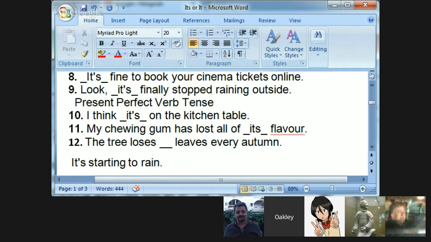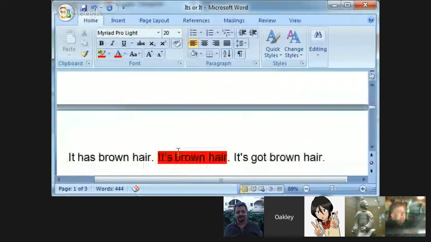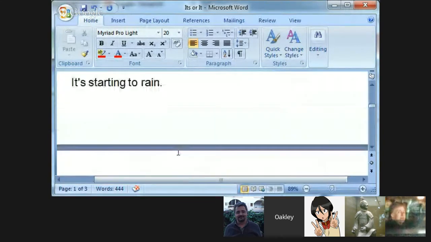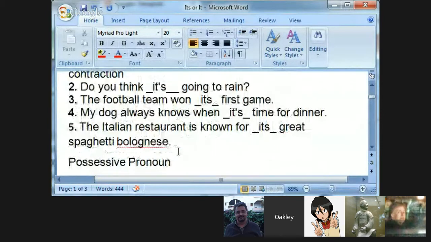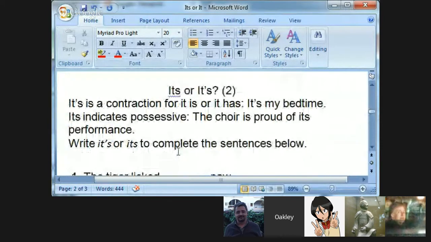All right, Eden. Try one more here. The tree loses its leaves every autumn. It's a possessive pronoun. Yeah, the tree loses the tree's leaves every autumn. That's it. Is everyone okay with is and its? Can I move on to there?